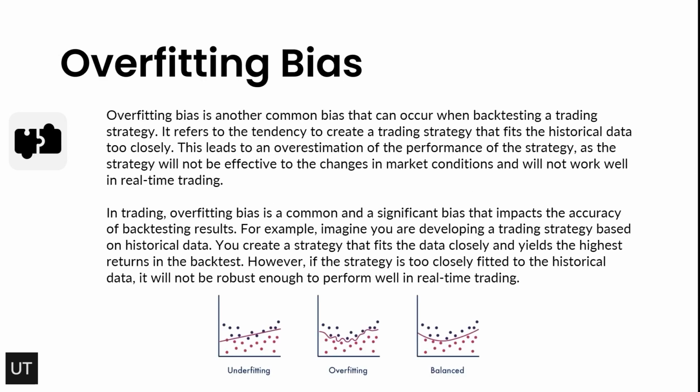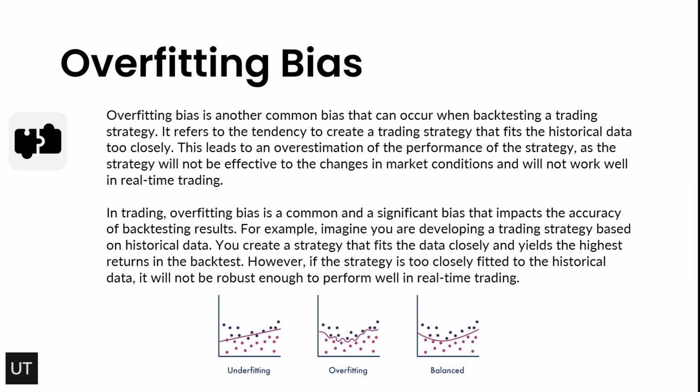Overfitting bias is another common bias that can occur when backtesting a trading strategy. It refers to the tendency to create a trading strategy that fits the historical data too closely. This leads to an overestimation of the performance of the strategy, as the strategy will not be effective to the changes in market conditions and will not work well in real-time trading or unseen data. In trading, overfitting bias is a common and significant bias that impacts the accuracy of backtesting results.